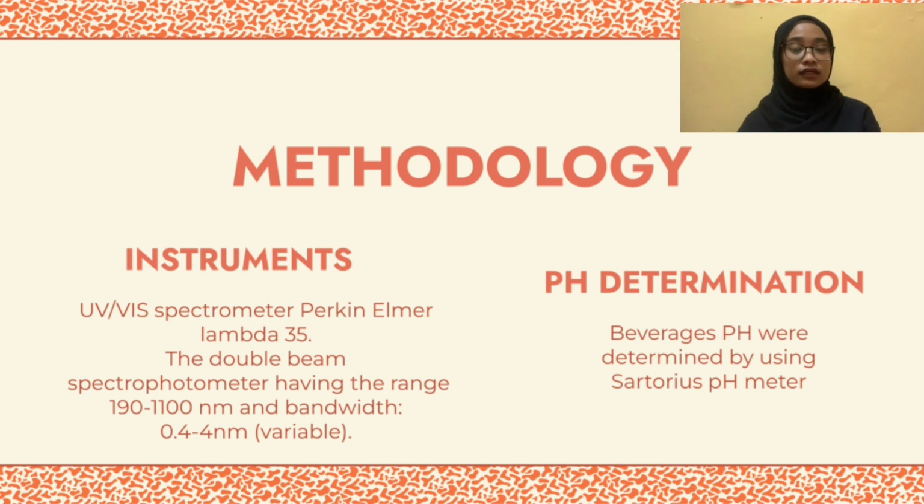2020-827182. Now, I'm going to explain to you about the methodology of this case study. For the instrument, we use a UV-vis spectrometer, which is the Perkin Elmer Lambda 35, a double beam spectrophotometer having a range between 119 to 1000 nanometer and bandwidth 0.4 to 4 nanometer. For the pH determination, the beverage pH was determined by using a Sartorius pH meter.